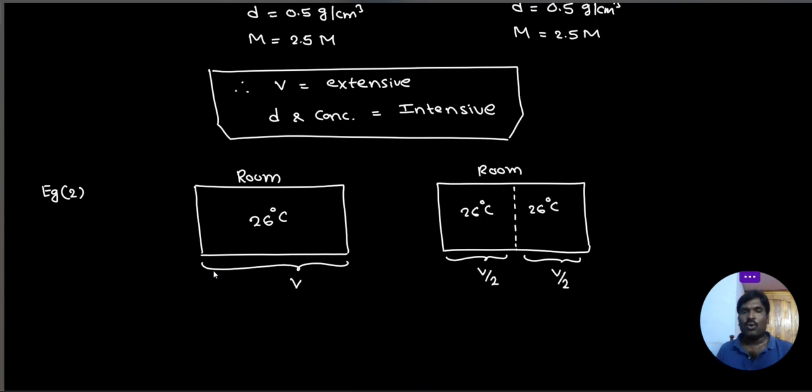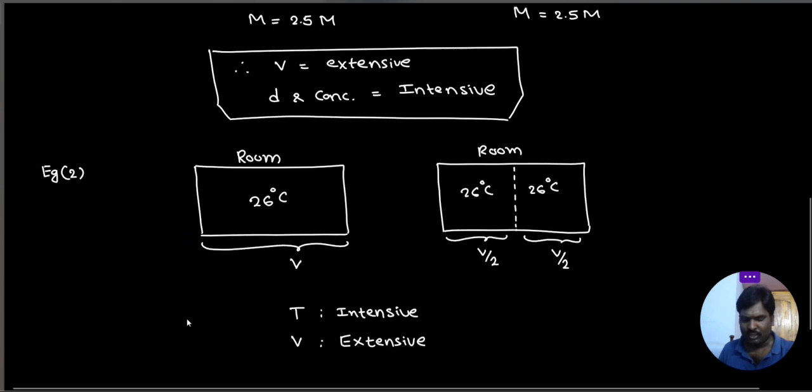Understood? So volume depending on quantity of system, but temperature not depending. Clear? So that's why here temperature, that is intensive property. Whereas volume, extensive property. Understood everyone?